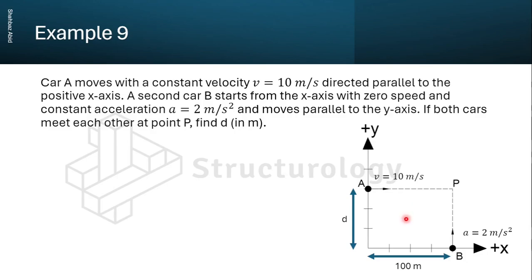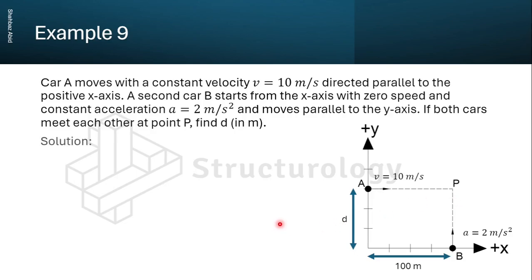This problem consists of two cars, but one car is moving parallel to the x-axis and one car is moving parallel to the y-axis. And this is the top view of these two cars. Car A is moving with the constant velocity criteria and car B is moving with the constant acceleration criteria, and they are going to meet at point P. So again, it's a relative motion question. We know that when two objects meet, they meet at the same position and at the same time.